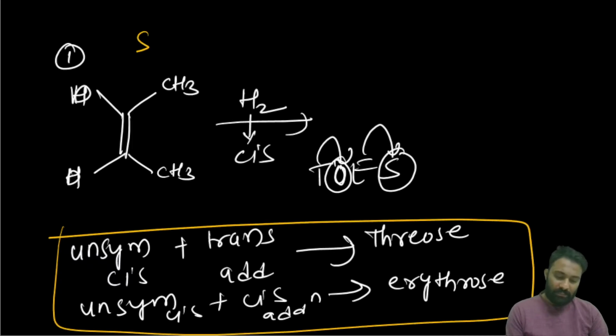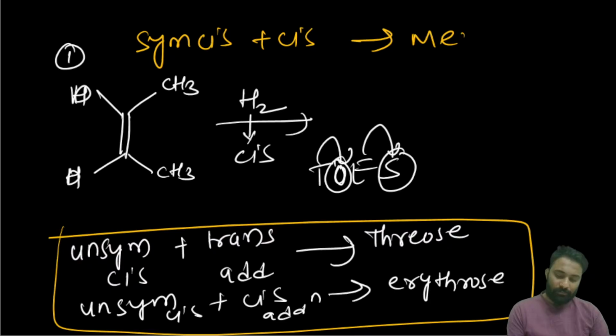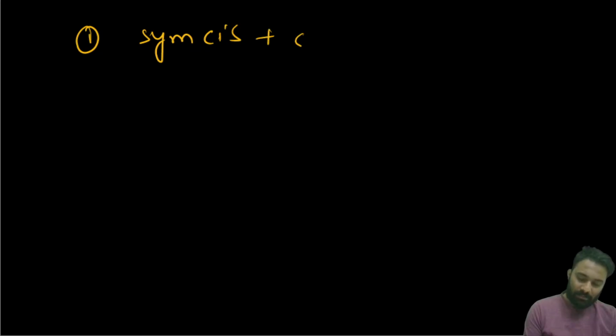Now symmetrical, this is symmetrical cis. Symmetrical cis upon cis addition will give meso. Okay, I will write the points. Now remember, first one, symmetrical cis plus cis reagent or cis addition will give you the meso.